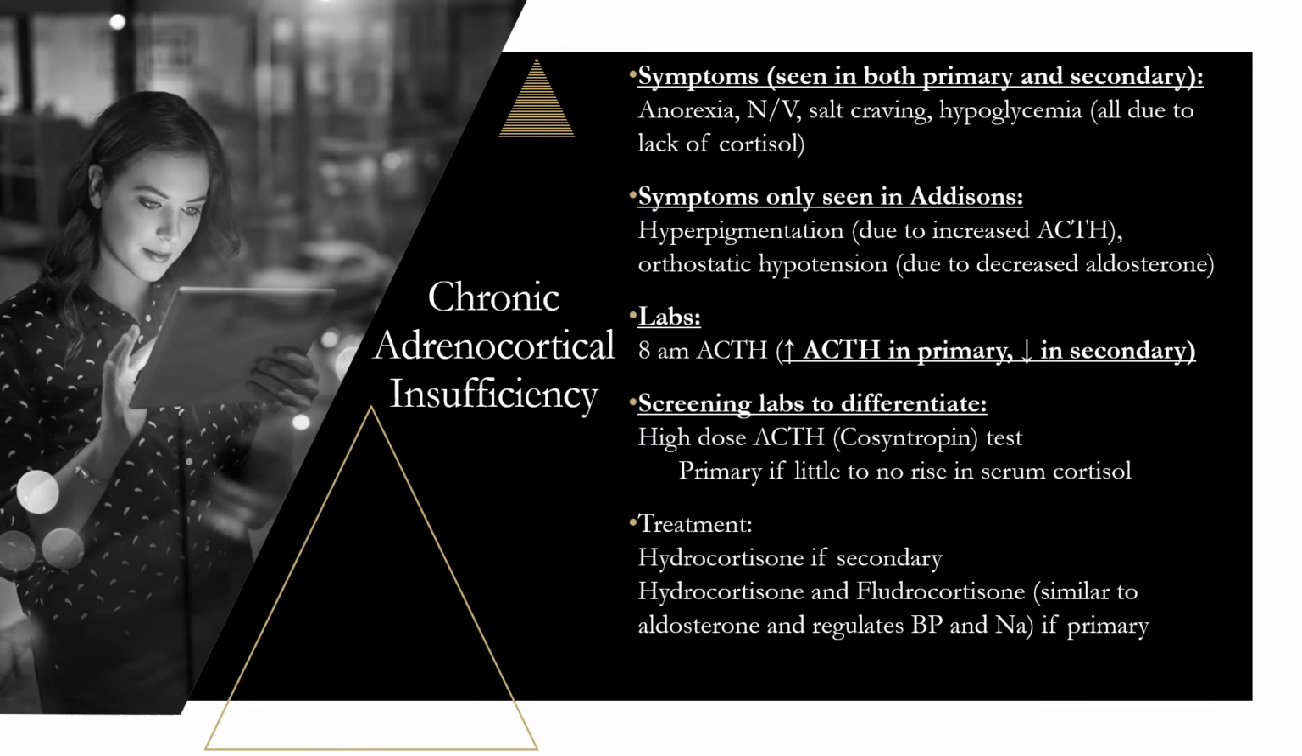As far as treatment, you give hydrocortisone in both. In secondary, you only need hydrocortisone, but if it's primary, if it's Addison's, you need to give hydrocortisone and fludrocortisone. You give the fludrocortisone because remember, there's a deficiency in aldosterone as well. The fludrocortisone is similar to aldosterone, and it's going to help regulate the BP and the sodium. But again, that's only in primary. Only in Addison's will you give the fludrocortisone. If it's secondary, you only give hydrocortisone. Primary, you give hydrocortisone and fludrocortisone.